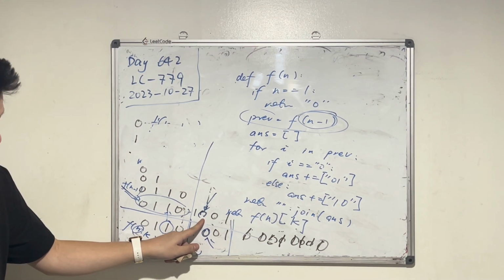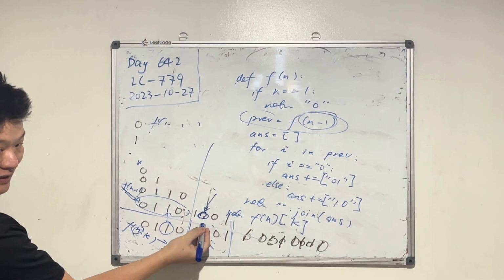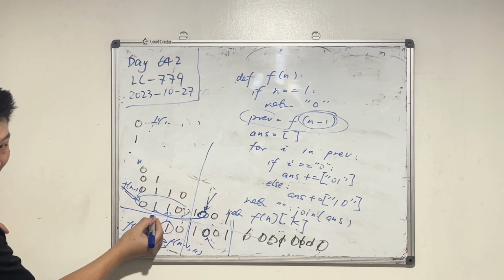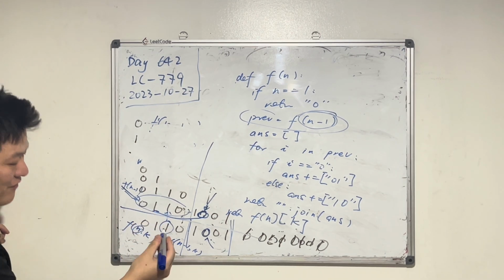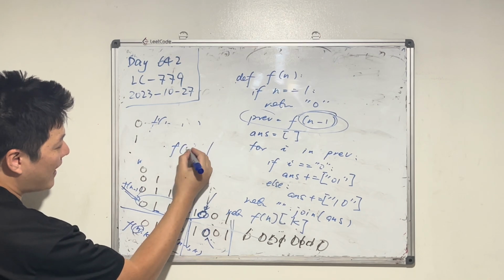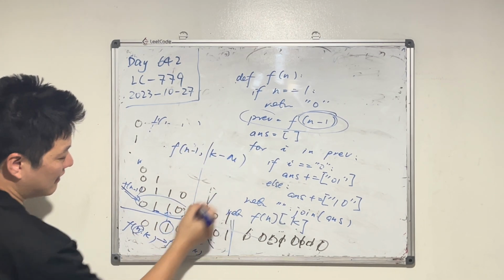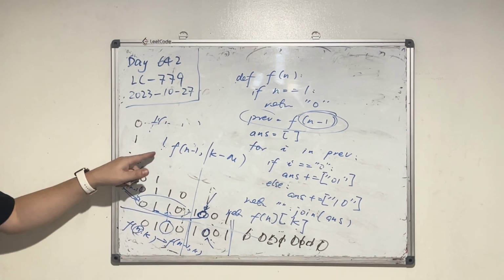You just switch the ones with zeros and the zeros with ones. Well done. So look here, right? It doesn't have it. That's fine. So this corresponds to this value, right? And I just need to reverse. Not reverse, invert it. So it's basically f(n-1, k minus the middle), okay? And then you need to invert it, okay?